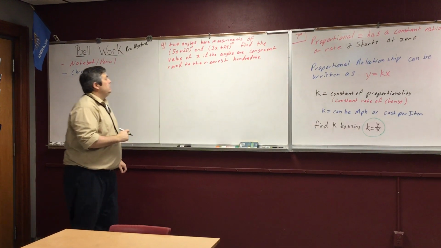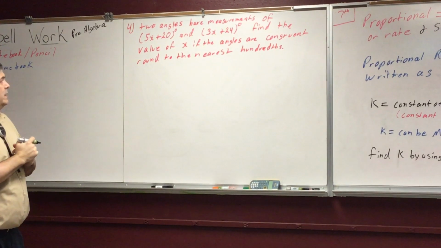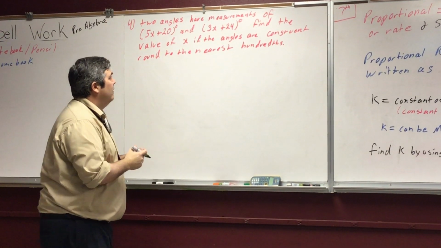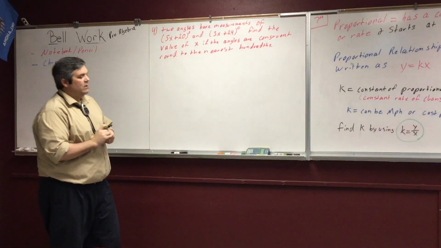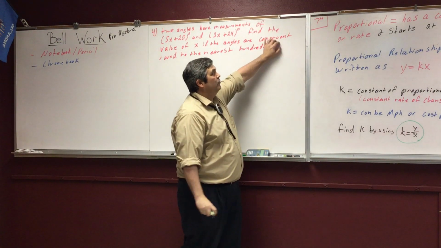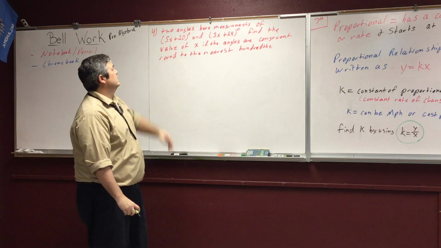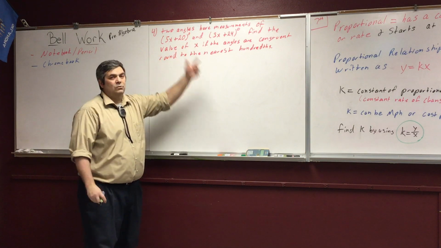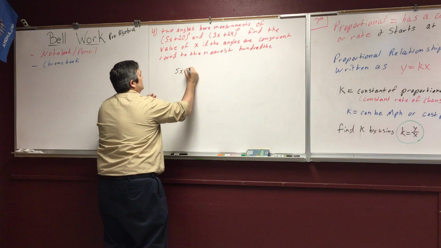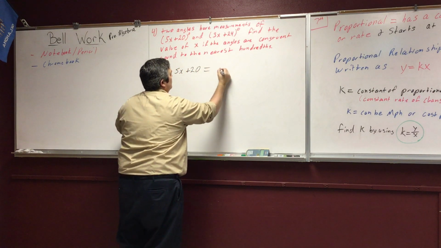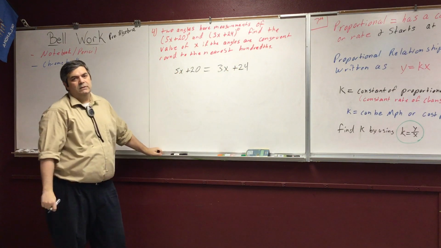All right. Two angles have measurements of 5x plus 20 and 3x plus 24. Find the value of x if the angles are congruent, round to the nearest hundredth. All right, so now we have congruent. Guys, that just means that these two things are the same. Find the value of x if these two things are equal, if they're the same. Okay, so 5x plus 20 equals 3x plus 24. Set them up equal to each other.